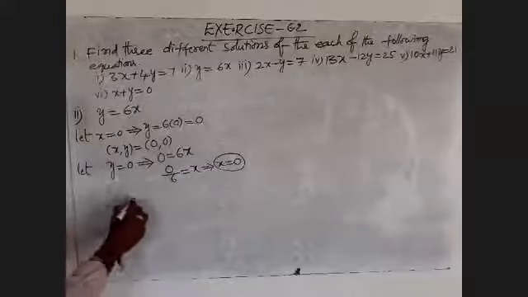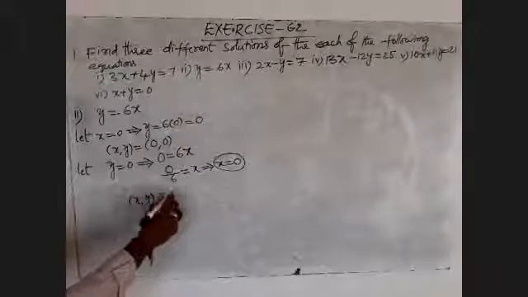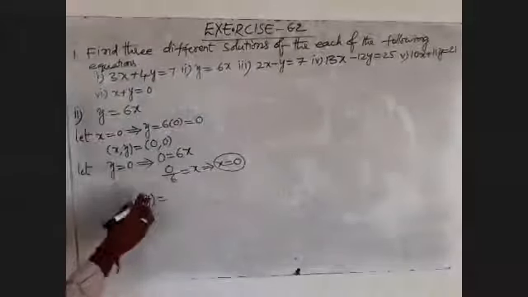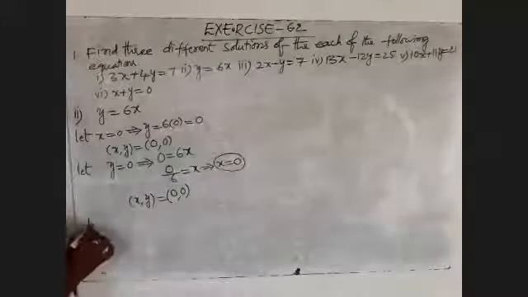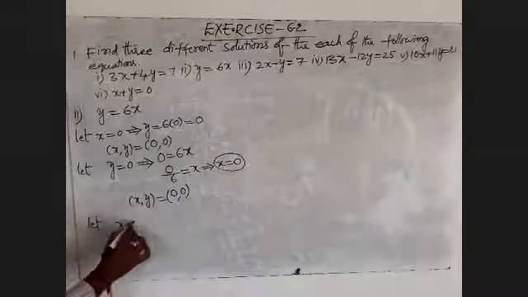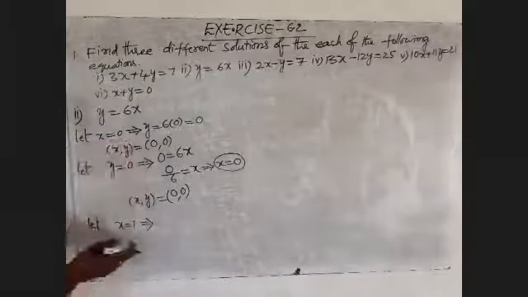Here we have to write the ordered pair (x, y), where x is 0. Then we take y is also 0, that is the point (0, 0). Next, let x is equal to 1. We can take any value.